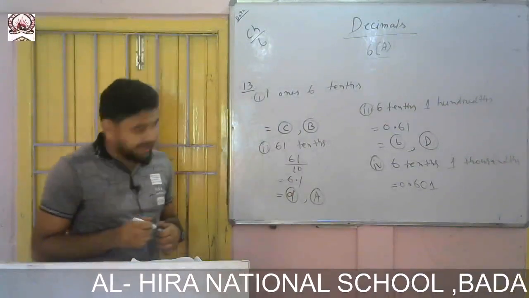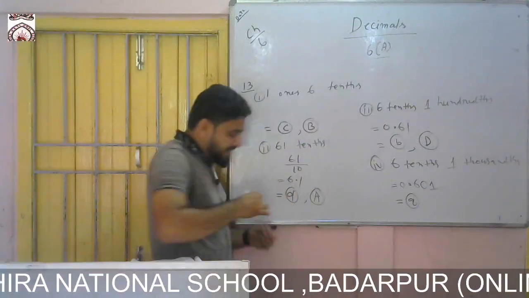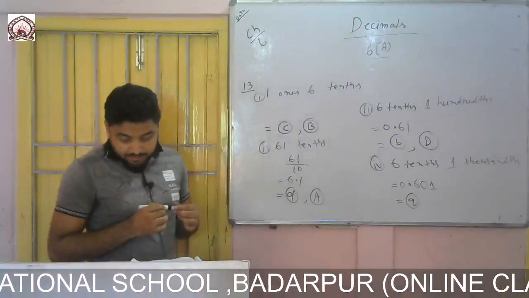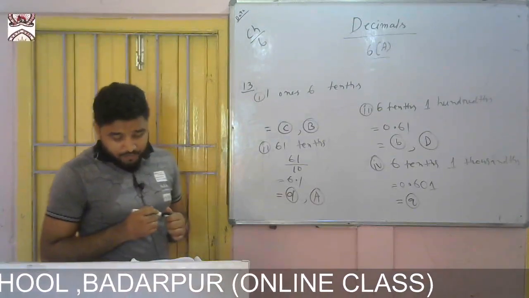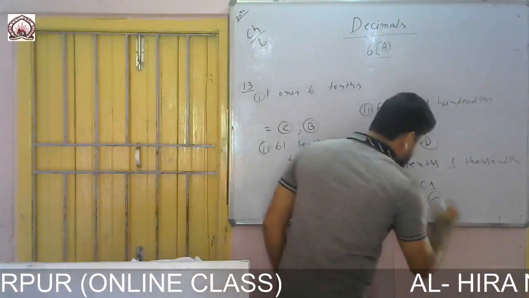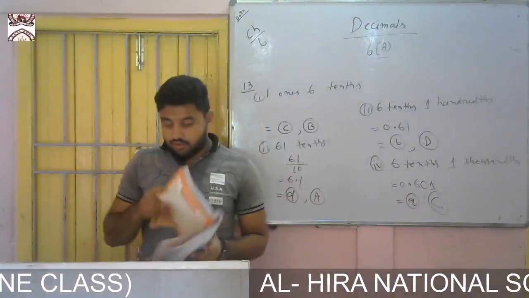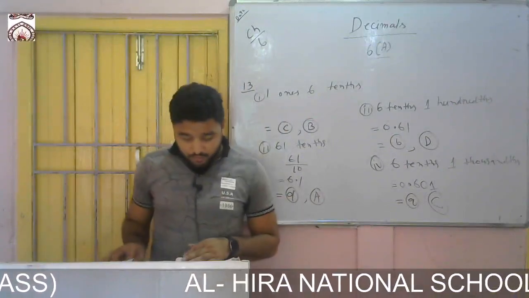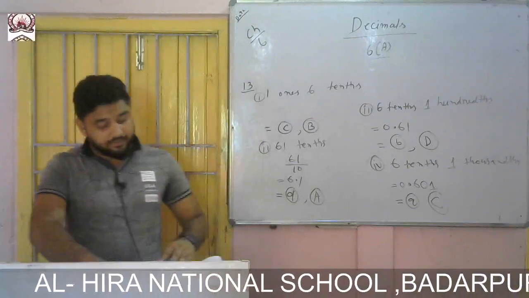So 0.601 is in A in column B, and in column C, 0.601 is in C. Okay. So now move to the next exercise, that is Exercise B.